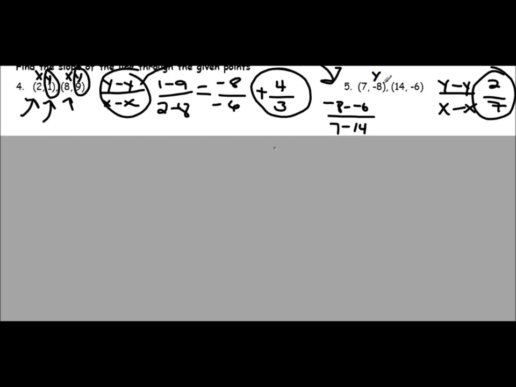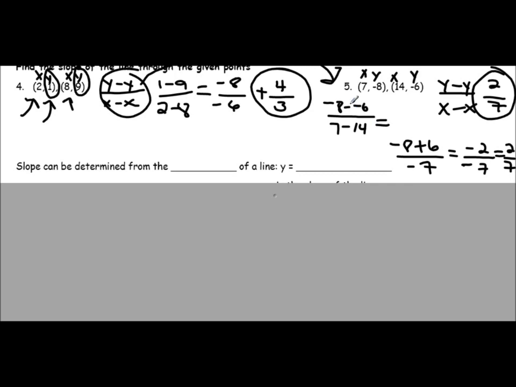I took my y values, -8, minus my other y value, a -6, over my x's, 7 minus x value 14. That -8 minus a -6 became a -8 plus 6, and 7 minus 14 is a -7. -8 plus 6 is -2 over -7, and negative over a negative gave me my positive 2/7.